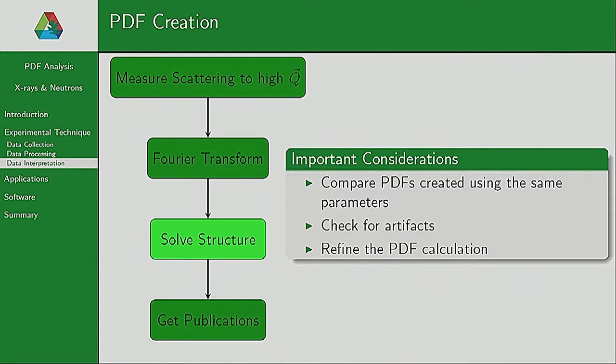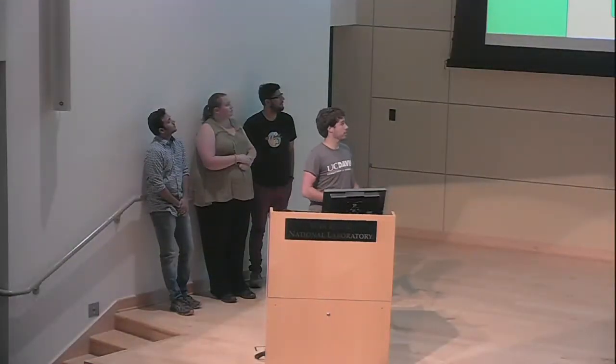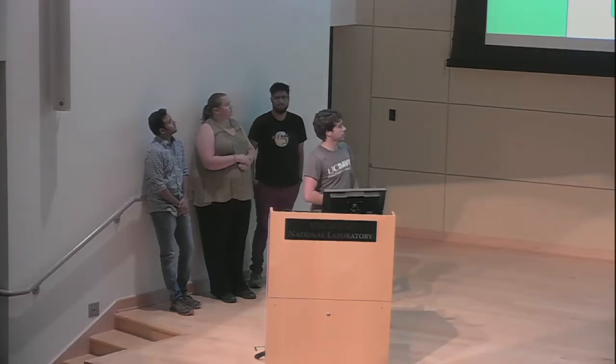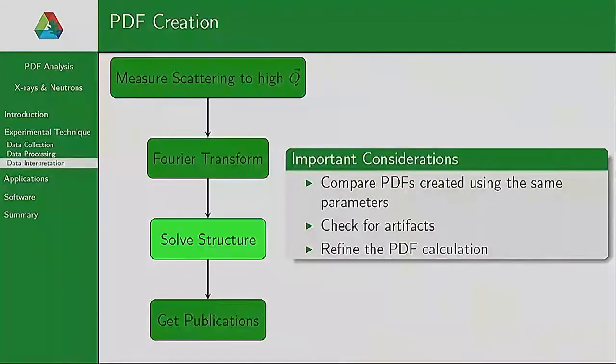Okay, and then once you've collected your data, you have to go and solve your structure. So when you're solving it, you just want to make sure that when you're generating your PDF patterns that you do it the same way, so that when you compare them, you're not comparing apples to oranges. You want to check for artifacts and then finally refine it.